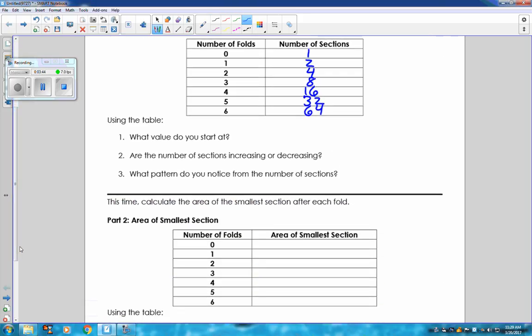You can unfold your paper. We're done with the paper now. That's all we're going to use it for. Alright. What value did I start at? How many sections did I have at the very, very beginning? 1. So I had 1 section. Are the number of sections increasing or decreasing every time I fold it? Increasing.